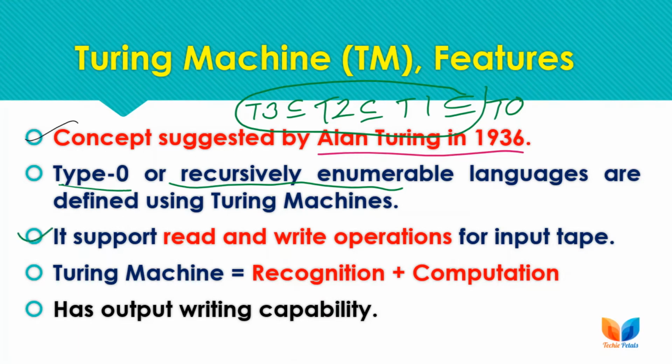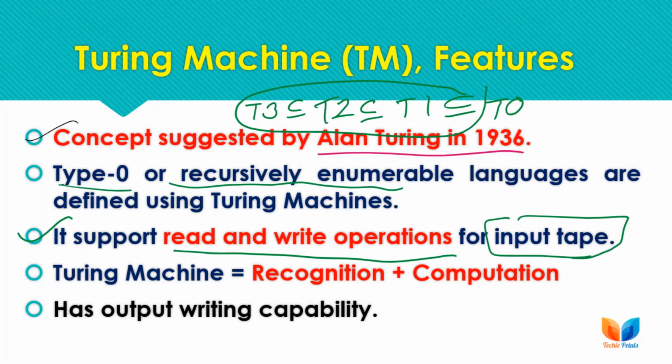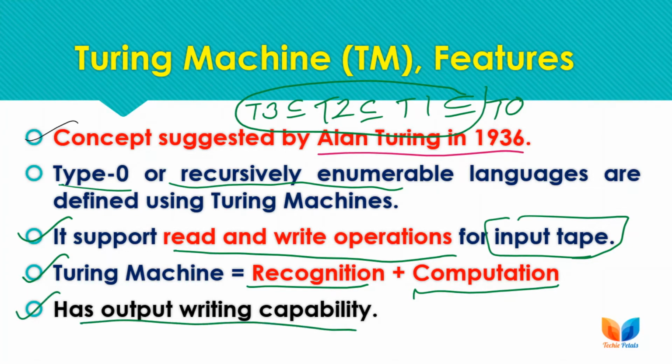And here, unlike DFA, NFA, PDAs, we can perform read and write operations on the input tape, means we can read the input from the input tape and also write the output on the tape. So Turing machine can perform recognition like DFA and NFA, and also can perform computation, means we can perform any type of computation with the Turing machine like addition, subtraction, multiplication, etc. The Turing machine also has the capability of writing the output. So we can generate output using the Turing machine.